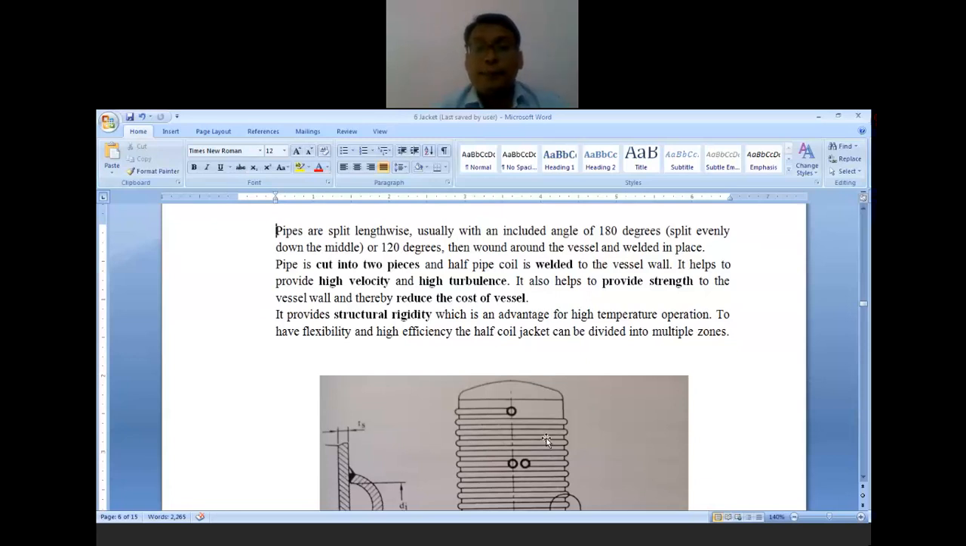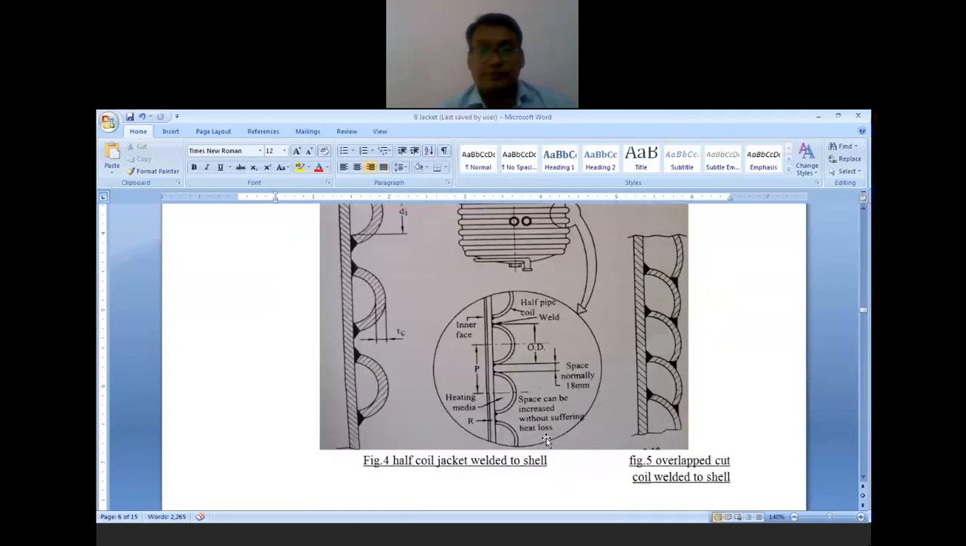Not only that, these welded half pipes provide strength to the shell. So these half pipe coils act as a higher strength provider. That means it can be used at a higher pressure. Thickness increases, strength increases. It provides structural rigidity also, which is an advantage for higher temperature.